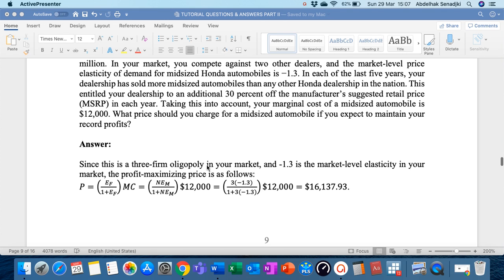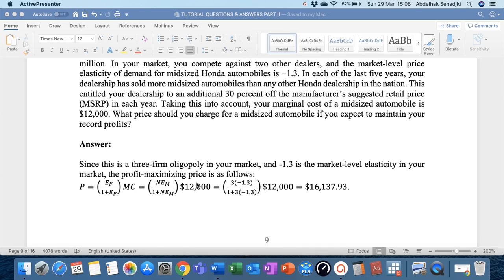So to answer this, since this is a three-firm oligopoly, your firm plus the other two you compete with in the market, and the market elasticity is minus 1.3, therefore the profit maximizing price is as follows. We have this formula, P equals E firm divided by 1 plus E firm times MC, and this equals N number of firms times E, the elasticity of the market, divided by 1 plus N number of firms times E, the elasticity of the market, and this all times 12,000, which is the MC.